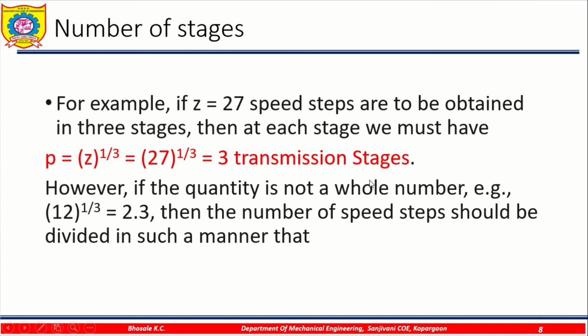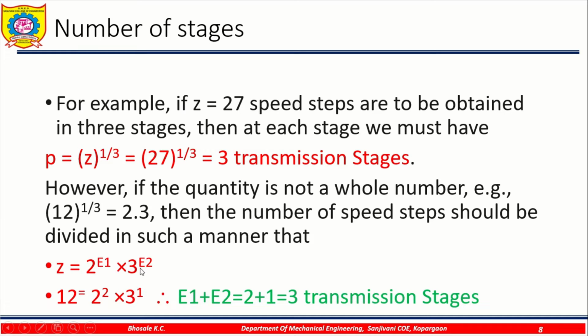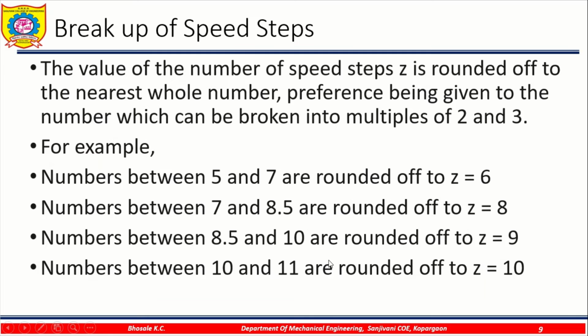However, suppose the obtained value is not an integer, then in that case we have to write Z in terms of 2 and 3. So 2 raised to E1 into 3 raised to E2, and then taking the addition of E1 and E2, we get the number of transmission stages. So we can break up the speed steps. Suppose that the number lies between 5 and 7, so we have to round it up to Z equal to 6. Likewise, we can have 6, 8, 9, 12 number of steps.